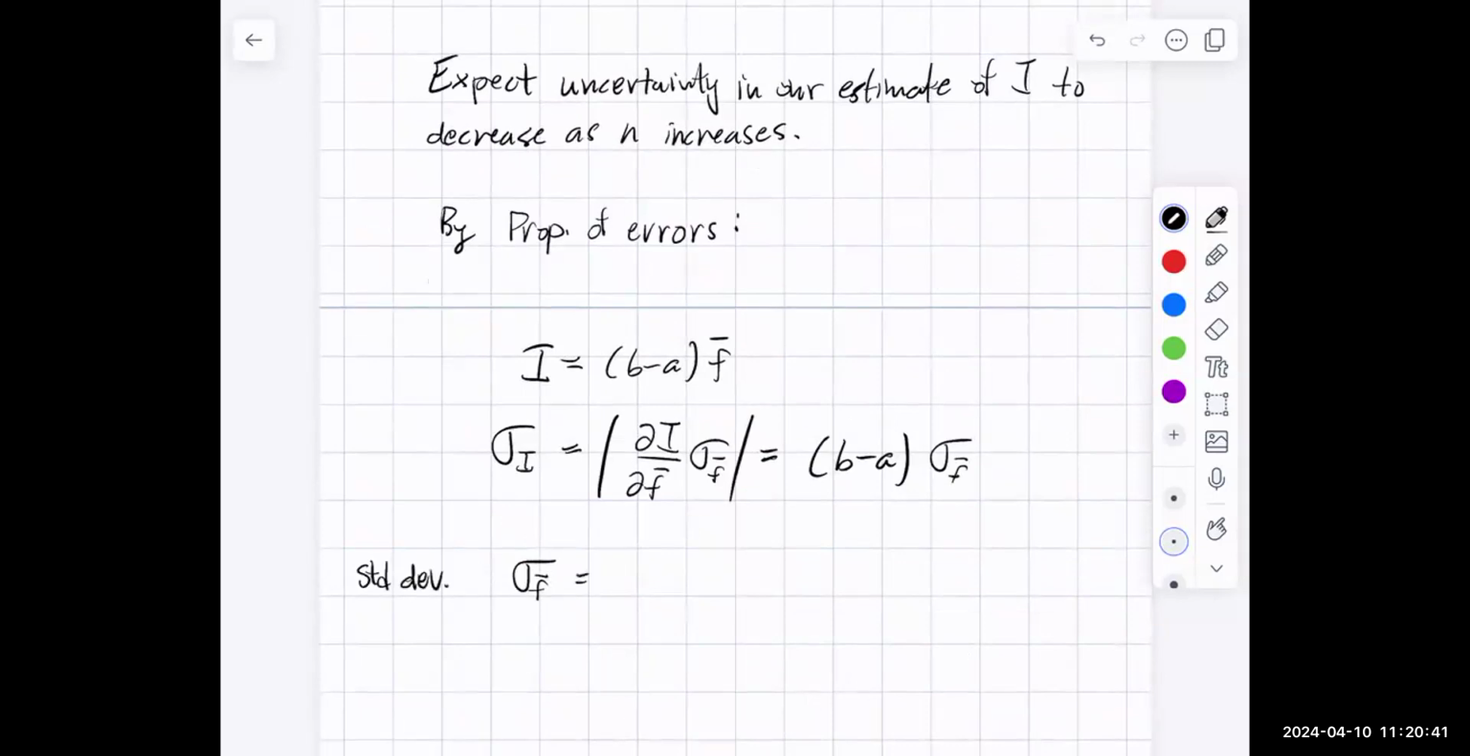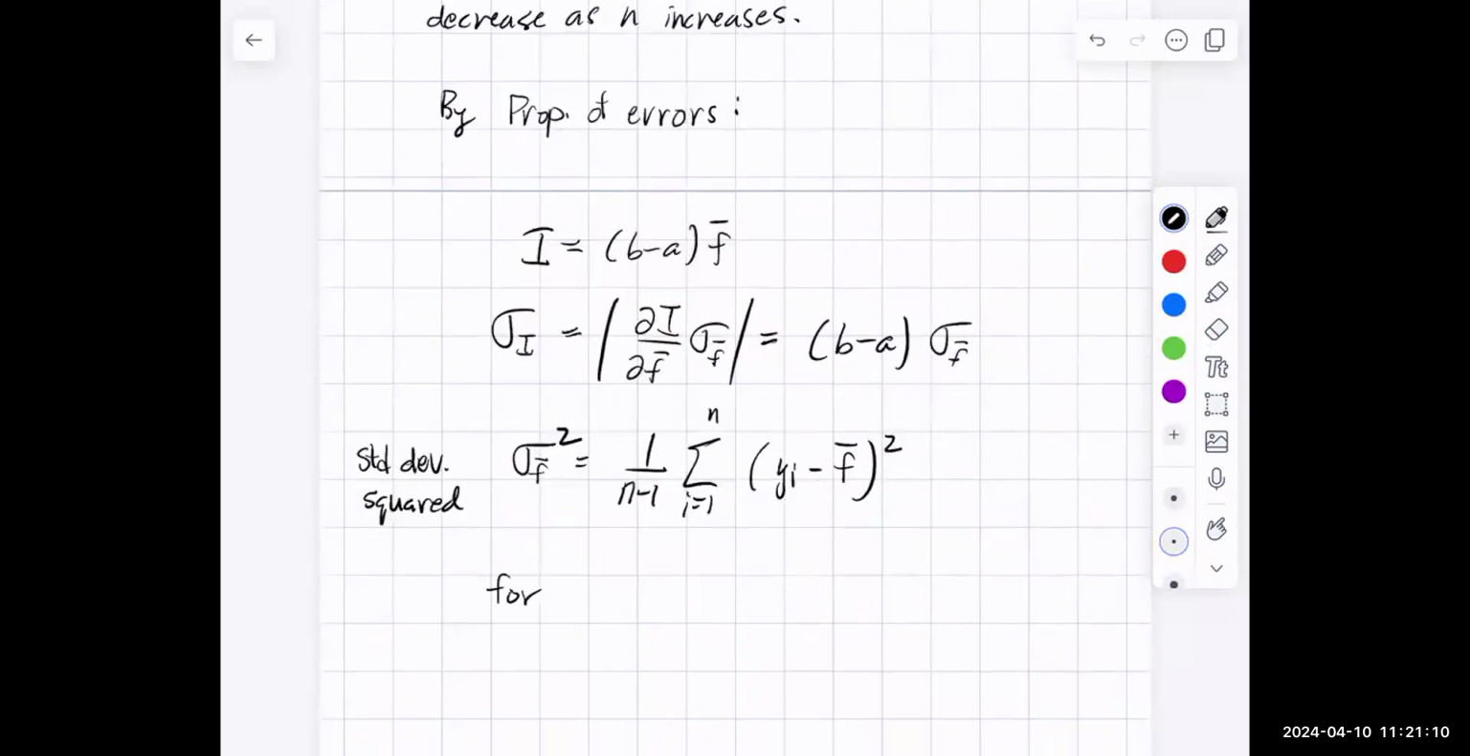is equal to 1 over n minus 1 times the sum from i equals 1 to n of, well, maybe I should just say, y_i minus f bar squared, right? So this is the square of the standard deviation. So the standard deviation squared, let's say.